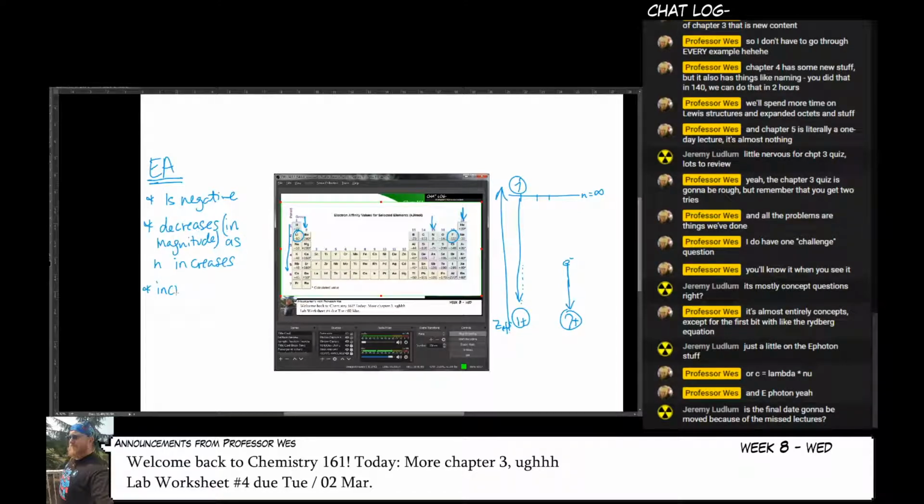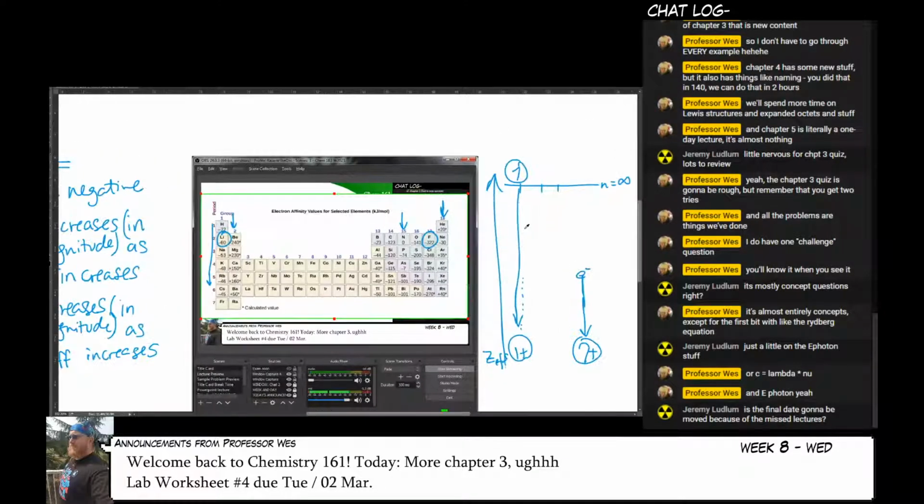And then it also increases in magnitude again as Z effective increases, because you have a bigger force that is encouraging the electron to come in, basically. Now, what are these weird exceptions here? So let's go look at the exceptions real quick.